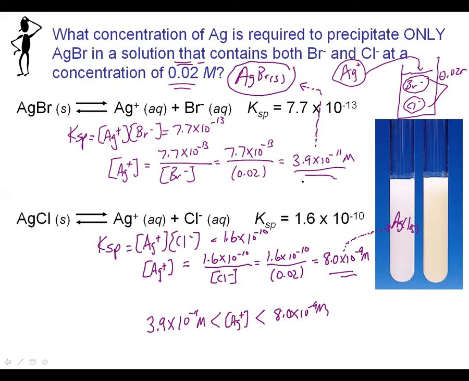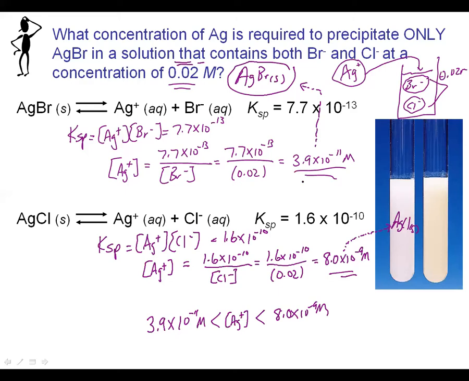So what do these numbers really mean if you were doing this? What it means is if you had that solution that had the bromide ions and the chloride ions in it, and you start adding silver to it, and your silver concentration has not hit 3.9 times 10 to the minus 11, you will not see any solid. Technically speaking, as soon as you hit a silver concentration of 3.9 times 10 to the minus 11, you will start to see some white solid come out. And you could feel pretty confident that that white solid should be the silver bromide.